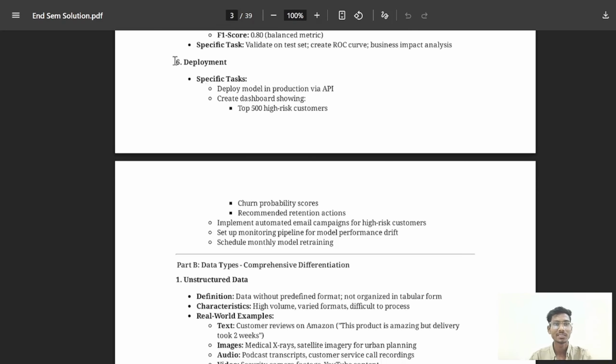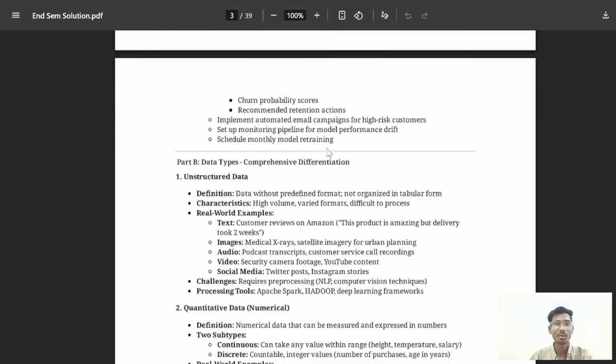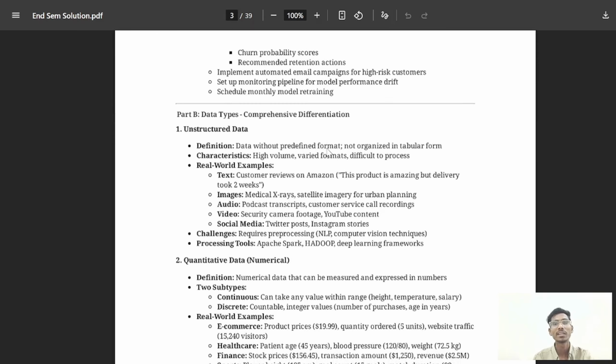Number 6 phase of CRISP-DM is deployment. Specific tasks: deploy model in production via API. Create dashboard showing top 500 high risk customers, churn probability scores, recommended retention actions. Implement automated email campaigns for high risk customers, set up monitoring pipeline for model performance drift, schedule monthly model retraining.